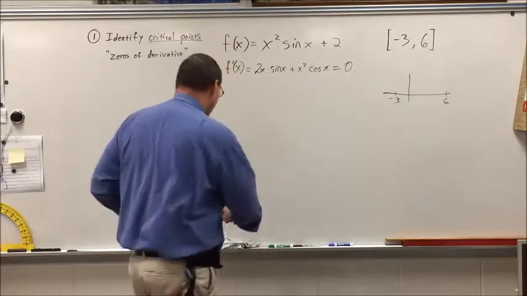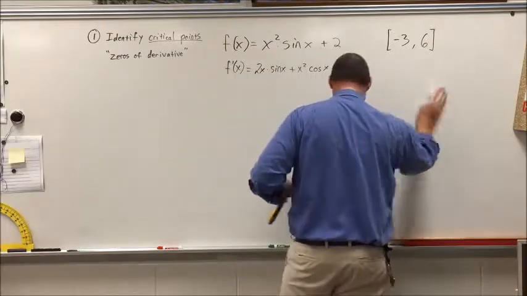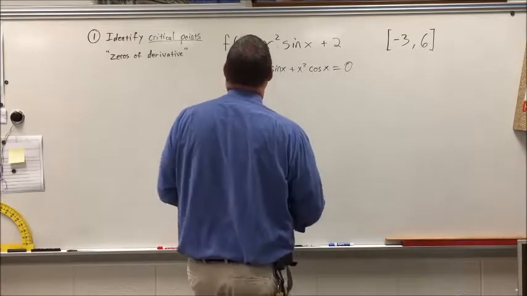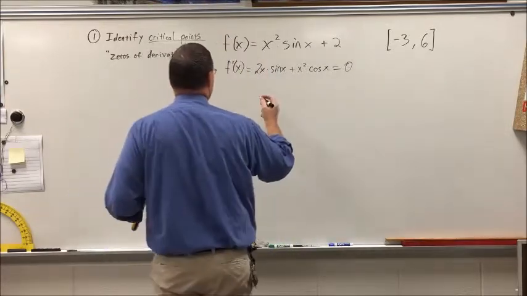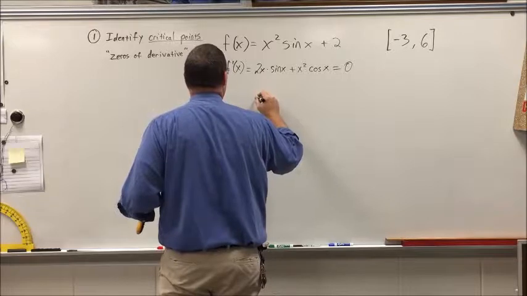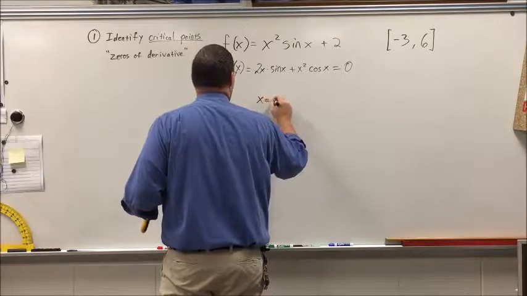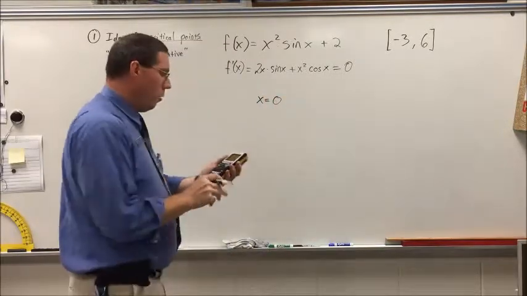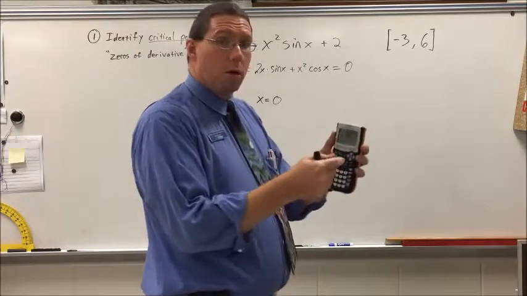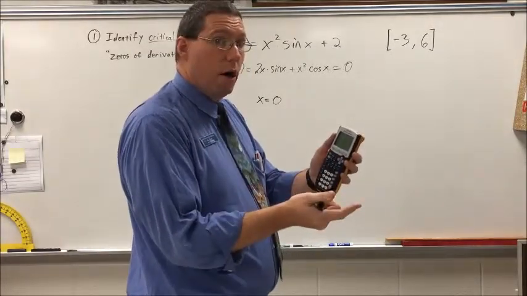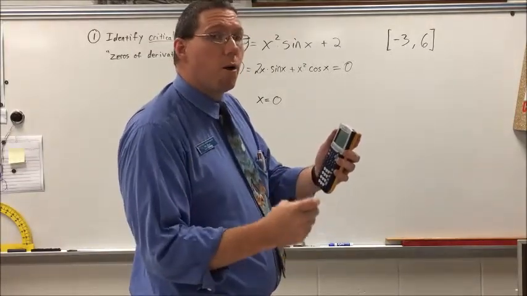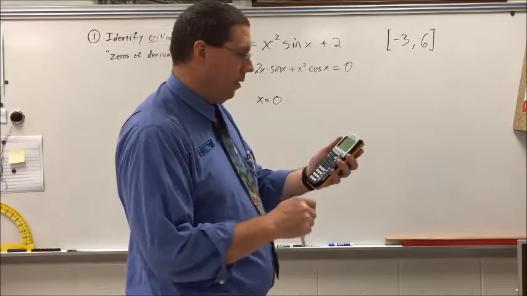Okay? And then what I'm going to do is create, well actually I don't need to do that, sorry. I just want to identify the zeros. So I know that one of the zeros is at x equals 0. Well, there's 3 more. To find out where those are, I'm going to use the 0 feature of the calculator.